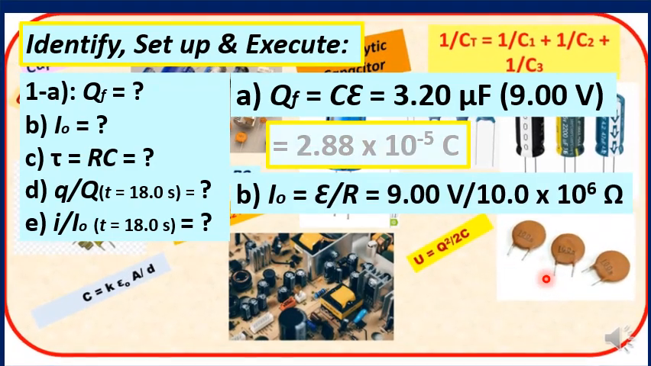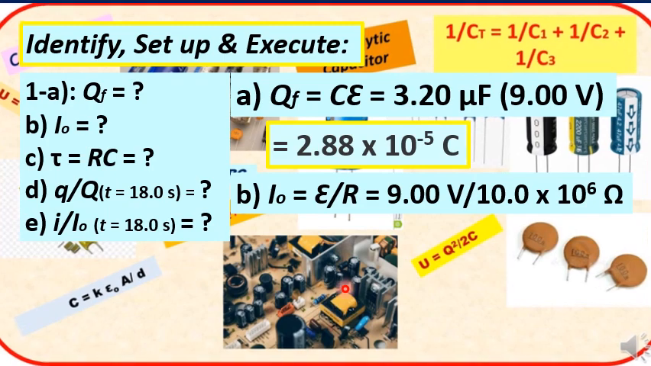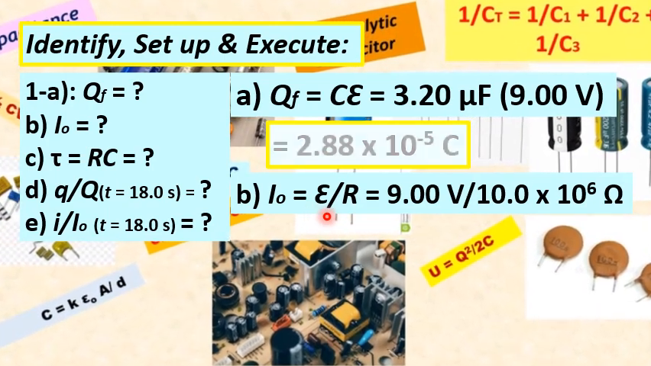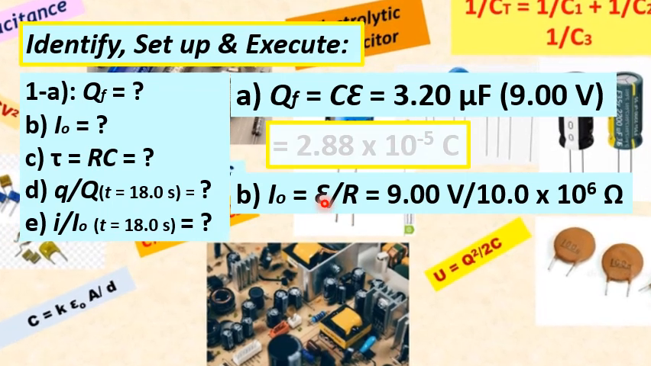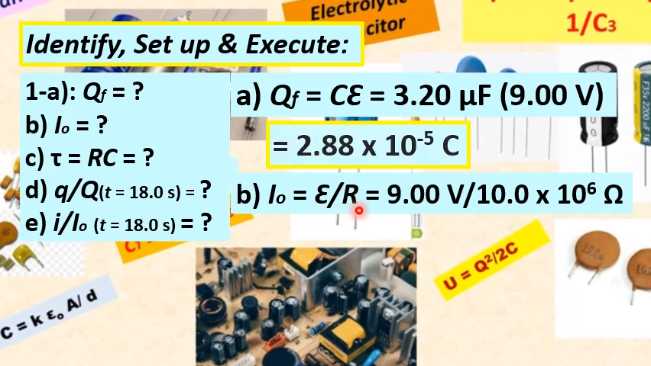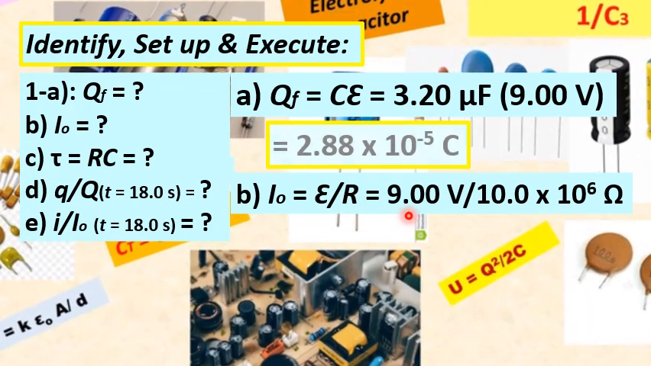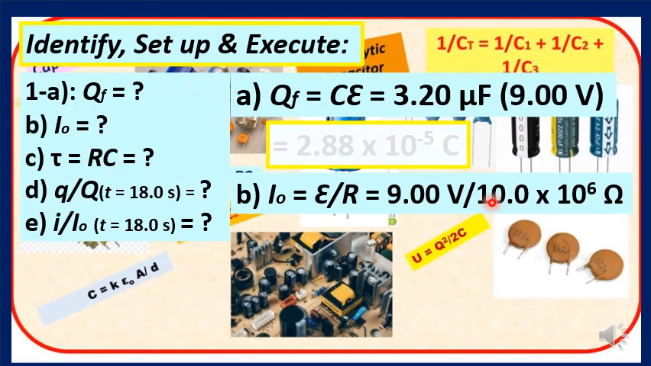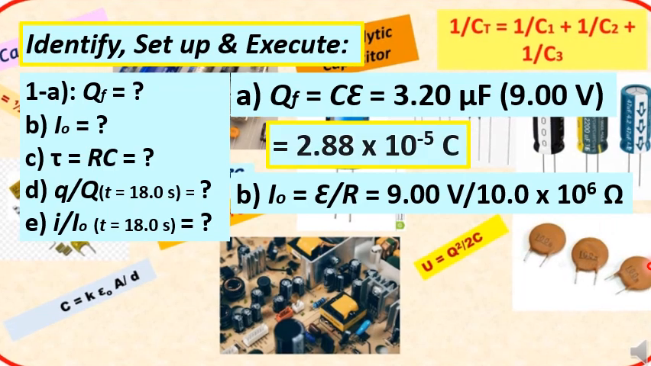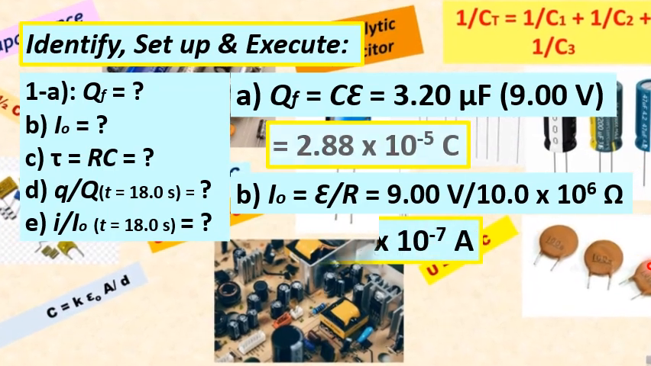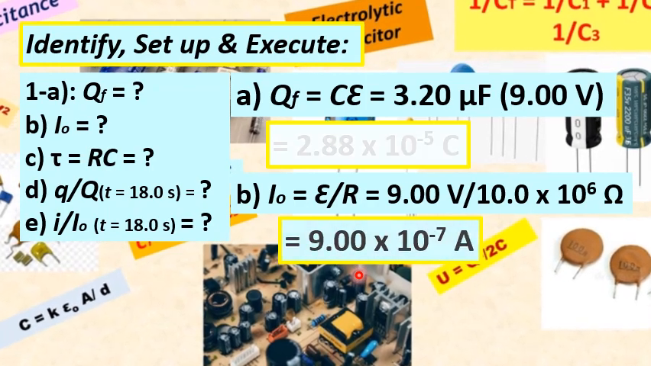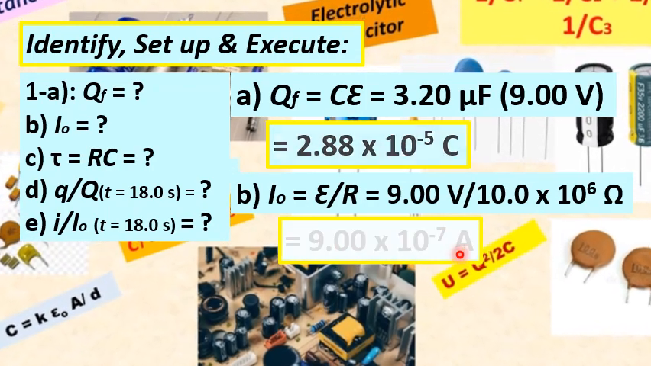For letter B, the initial current I naught is just using the Ohm's law formula. The EMF of the battery, epsilon, is divided by the resistance, capital R, that is 9.00 volts divided by 10.0 times 10 to the 6 ohms. So we will get the value of the initial current I naught equal to 9.00 times 10 to the negative 7 amperes.